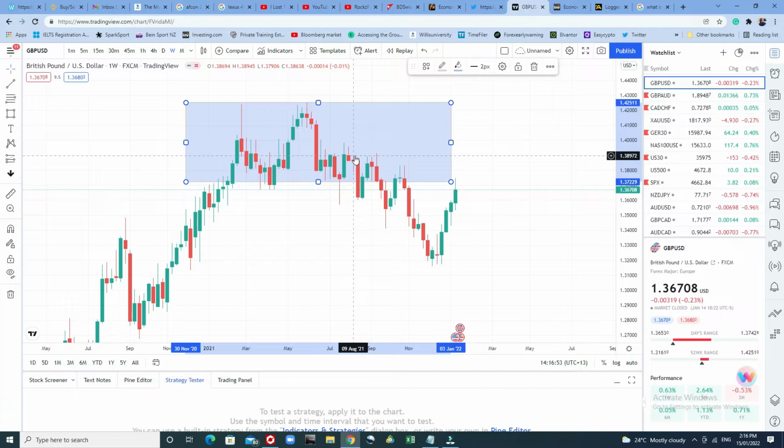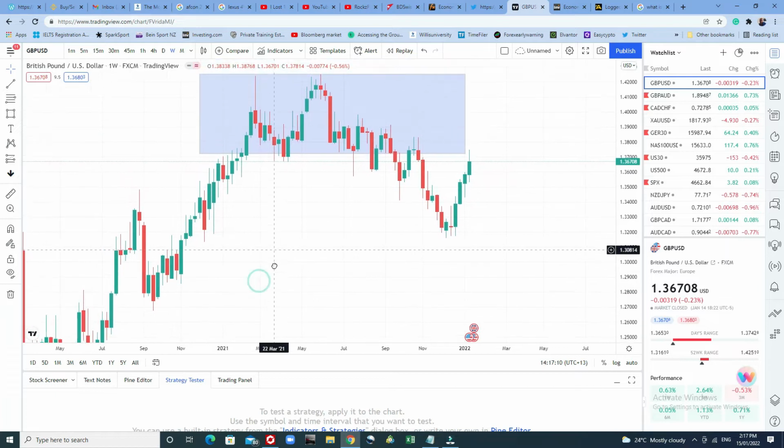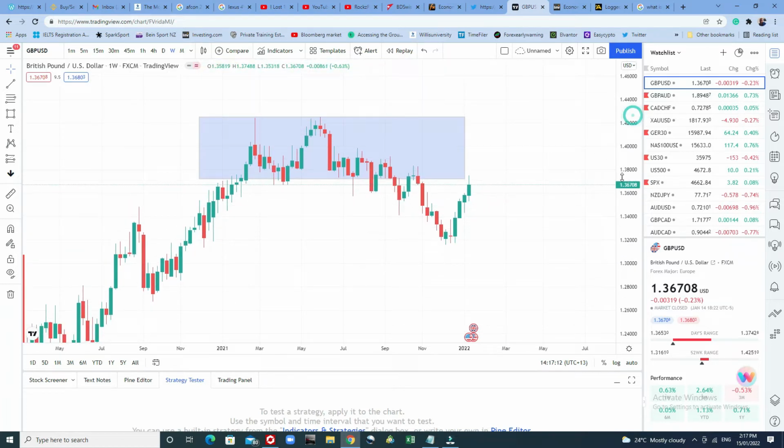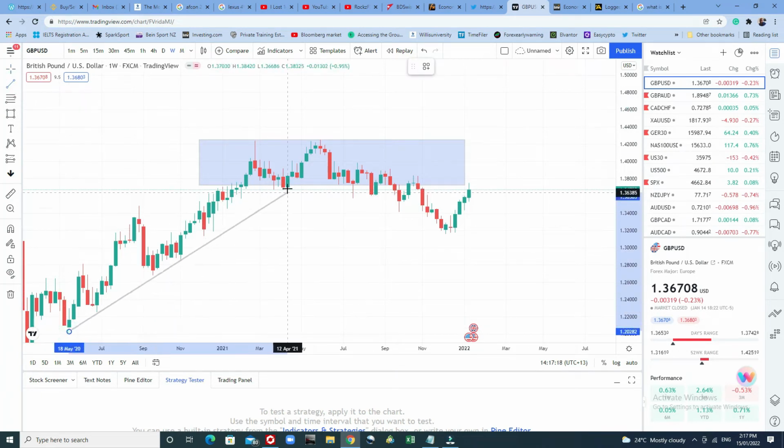But the best time to trade, or the best position to trade, is when the market is going either upwards or downwards. Now if you can see this region that I've marked, it's a region where the market started moving sideways. Before the market moved sideways, you would agree with me that the market was trending upwards. Let me draw a trend line to explain what I mean. This is a trend line.